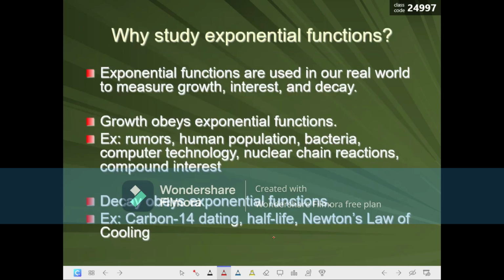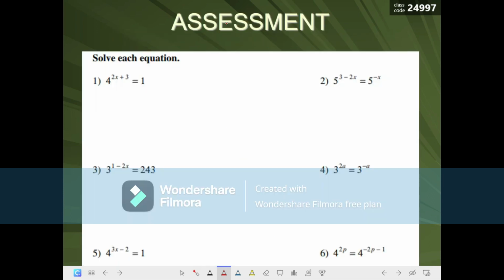Okay, I hope that you understand our discussion in today's video lesson. So at this time, focus on how to solve exponential expressions and exponential equations. Now you're going to answer this assessment on your activity notebook. I will read each problem. There are 24 of them. We have to solve each equation.